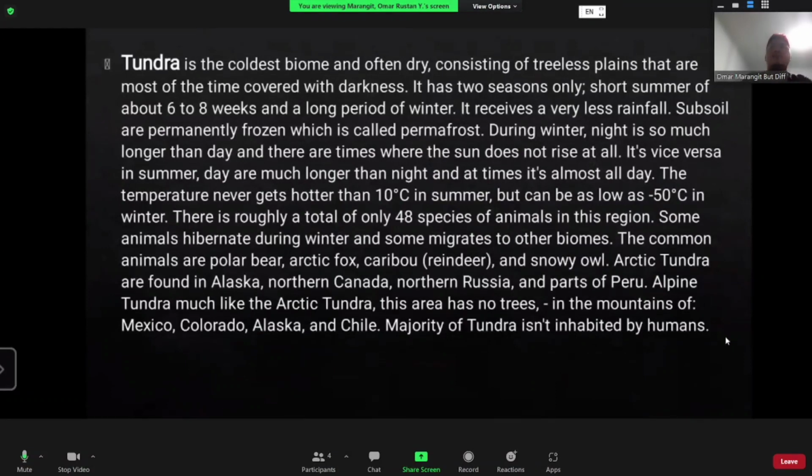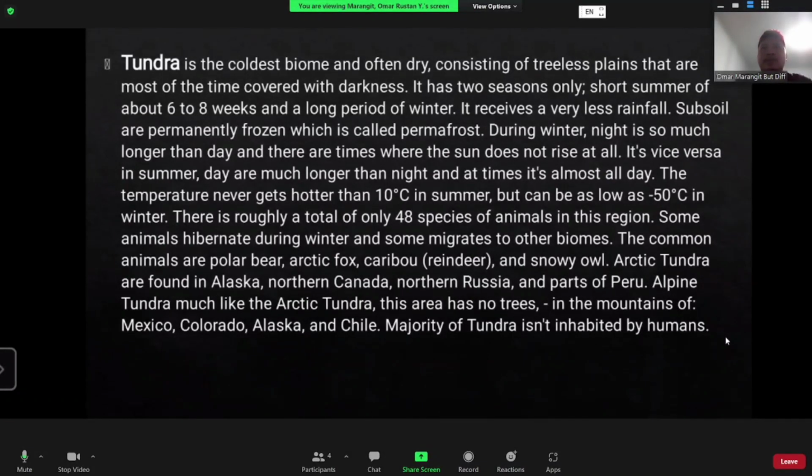Tundra is the coldest biome and often dry, consisting of treeless plains that are most of the time covered with darkness. It has two seasons, only short summer of about 6 to 8 weeks and a long period of winter. It receives very less rainfall. So, dito sa tundra, sinasabi na mas mahaba yung oras ng gabi dito. Parang kagaya sa ibang bansa, yung mga pinapalabas sa TV na walang umaga sa lugar nila, puro gabi lang. Sabi rin dito, bihira lang daw umulan sa ganitong klase ng lugar.